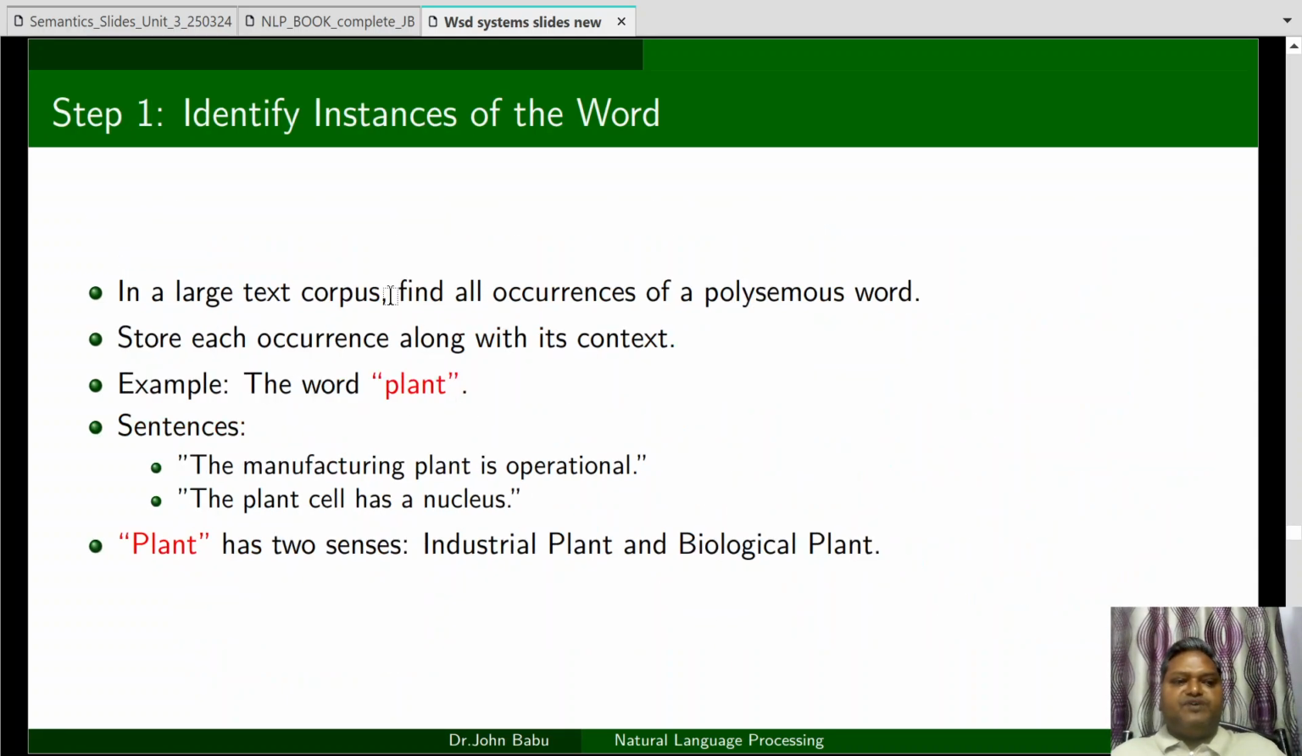Based on that, the first step in this algorithm is to identify the instances of the word. From the text corpus, find all occurrences of polysemous words. What is polysemy? One word having the same spelling and same pronunciation, giving related or non-related meanings. Store each occurrence along with its context. For example, the word plant may occur in an industrial sense, manufacturing, or in a biological sense, the plant cell has a nucleus. So plant has two senses, industrial plant and biological plant. Store that along with the context.